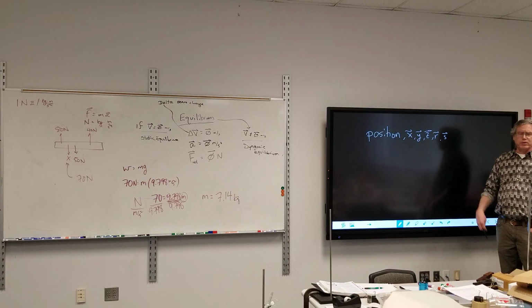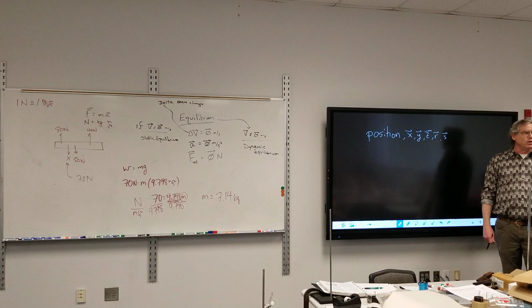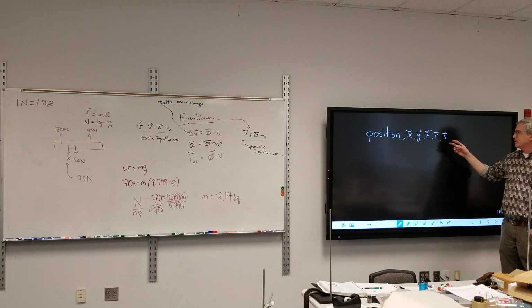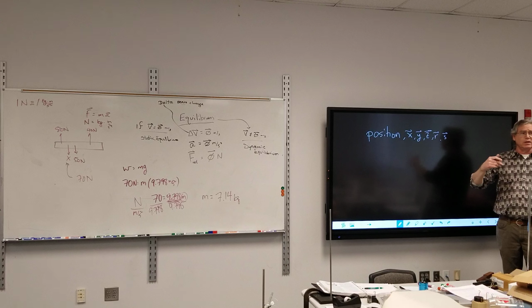R typically shows up when you're dealing with radial position. You have some central point and it's how far and what direction is it. And S is actually from the Latin, stadia.